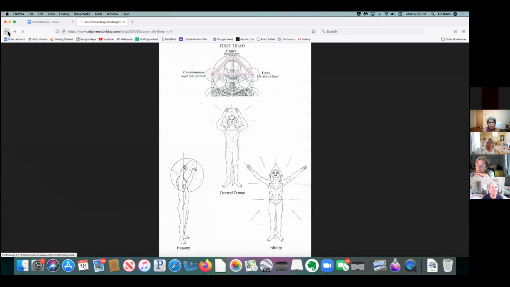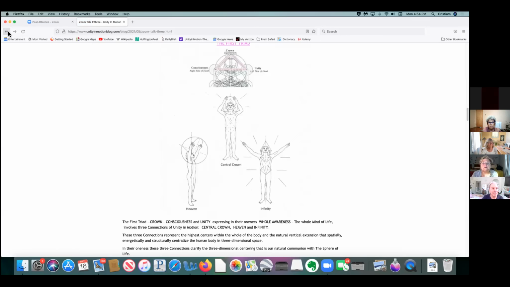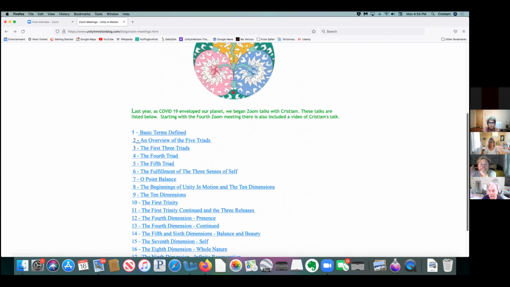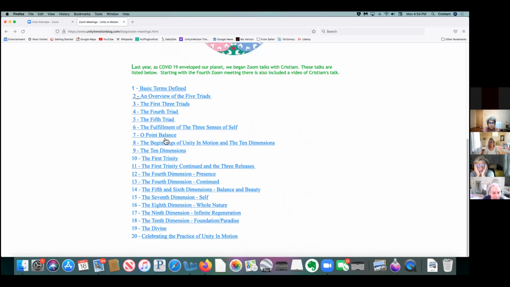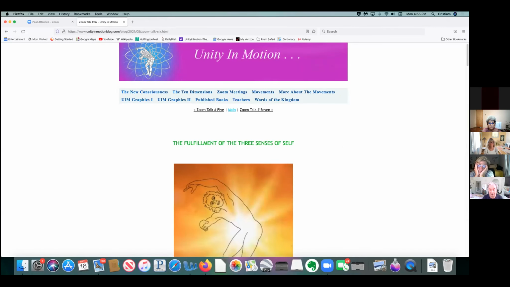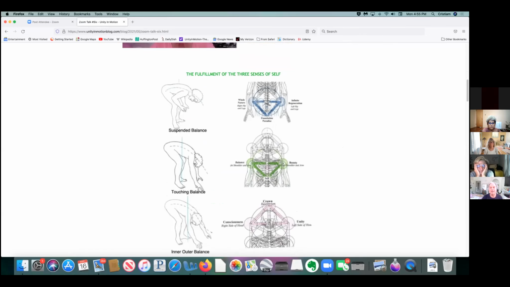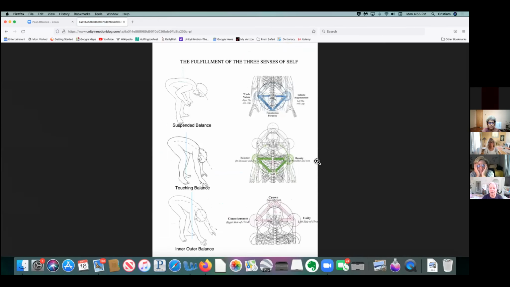We're good. Okay, so I'm going to go through all that. Let me see. I just want to show you the one that we are practicing right now, the one that is the fulfillment of the three senses of self. This one is very wonderful, because this is the one that we're working on right now. And these are the three senses of the self. This is suspended balance. And suspended balance is the union of the three spirals. Remember the spiral of moving heart, the second spiral that transforms itself into the third spiral that becomes suspended balance.